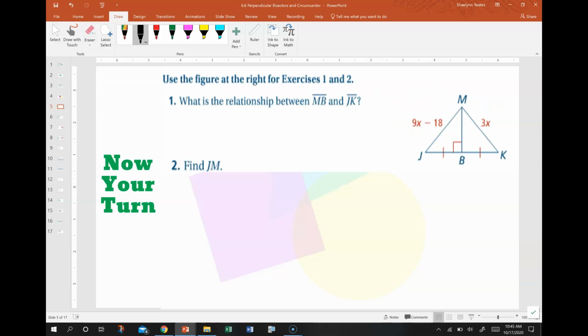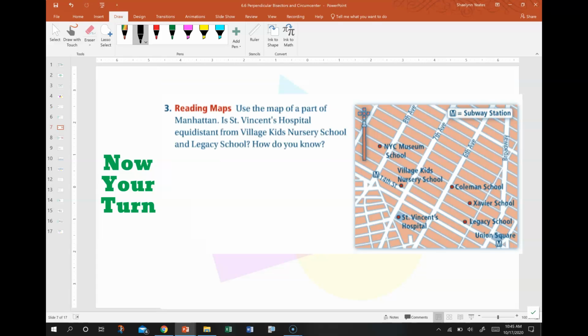I want you now to do the same kind of thing here. It says, what's the relationship between MB and JK? It's probably something we've talked about. Once you know that, find the length of JM using that same process that we just did. Then we'll come back together.